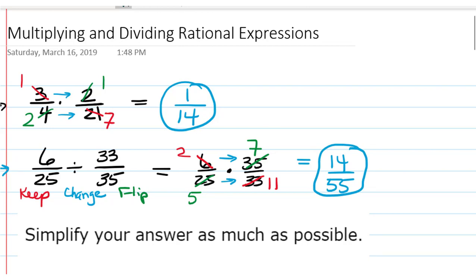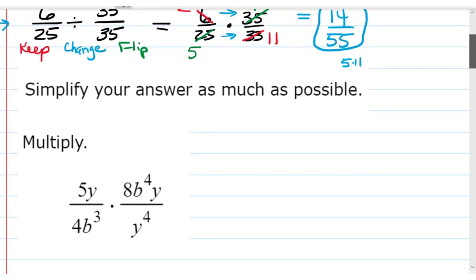The prime factors of 14 are 2 and 7. The prime factors of 55 are 5 times 11. We don't have any primes in common, so we can't reduce any further. In other words, we've simplified our answer as much as possible. Let's try the same thing, but with variables.